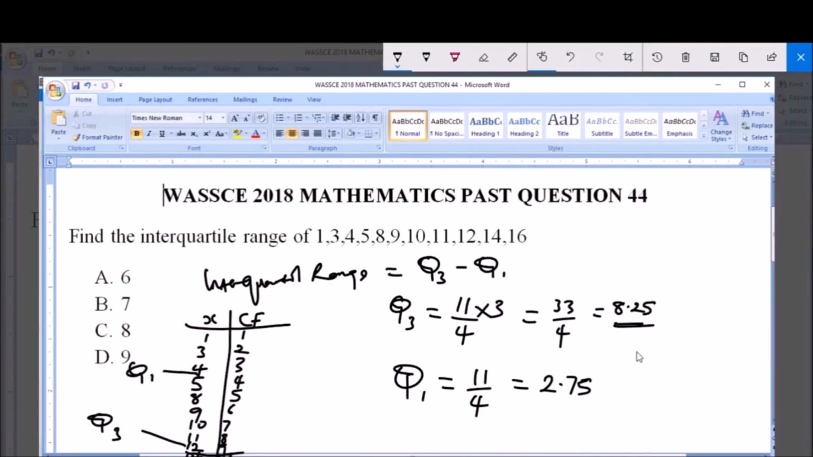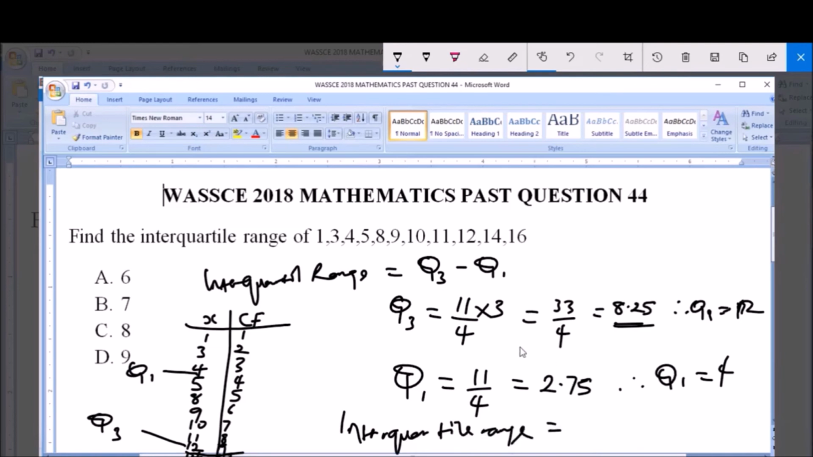So we have that Q3 is equal to 12, and therefore Q1 is equal to 4. So the interquartile range now is equal to Q3 minus Q1, which is 12 minus 4, and that is equal to 8. So 8 is the answer to this question, and that is option C.